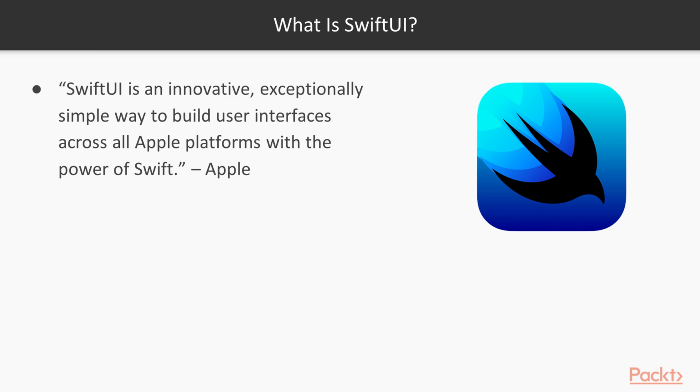Apple says that SwiftUI is an innovative, exceptionally simple way to build user interfaces across all Apple platforms with the power of Swift. So within that statement, there are a couple of interesting points. First, Apple is saying that it's innovative and exceptionally simple. Then they're saying you're building user interfaces across all Apple platforms. And then they're saying just with the power of Swift. So what does that actually mean?